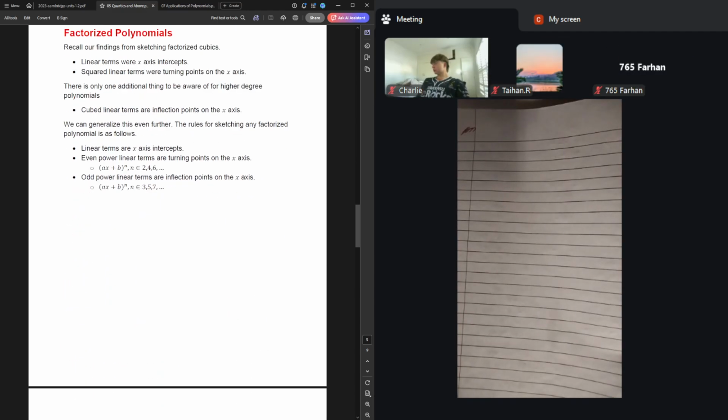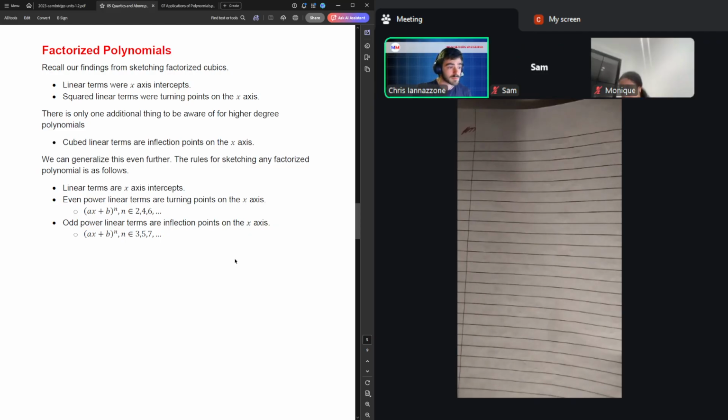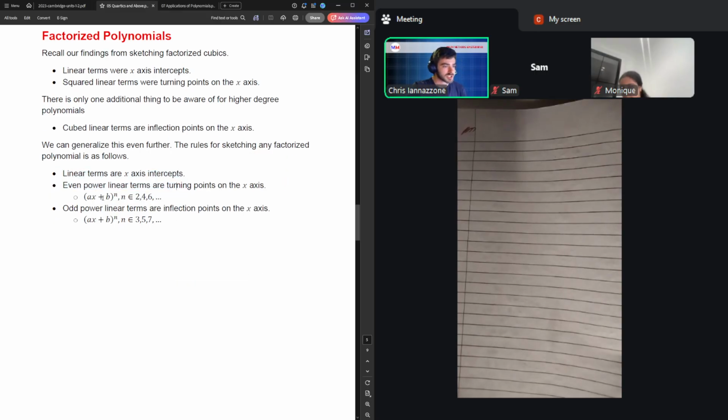Cool, okay. The meat of it is going to be in how we handle the factorized polynomials. So last week we had a look at the cubic factorized versions. Now we're going to have a look at what happens when the powers get bigger. Basically, a lot of what you've already learned is still going to be relevant here. There's only going to be two main things to consider.